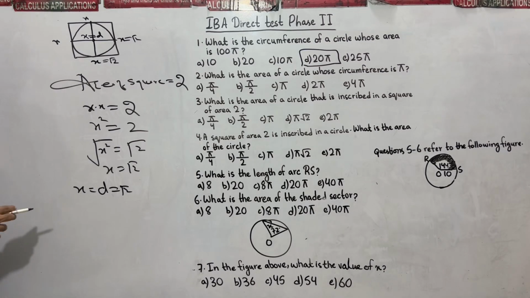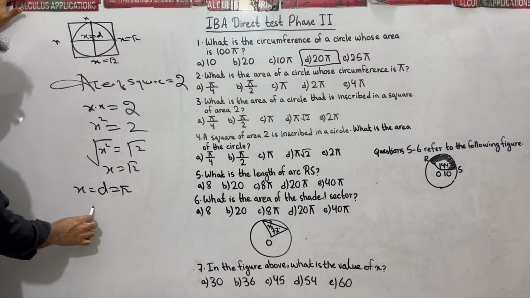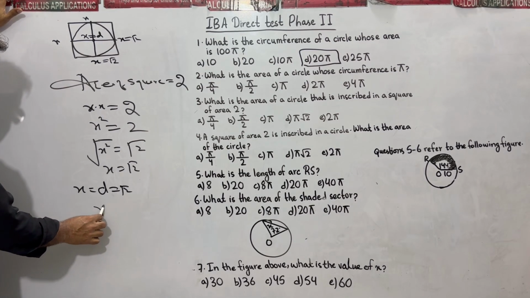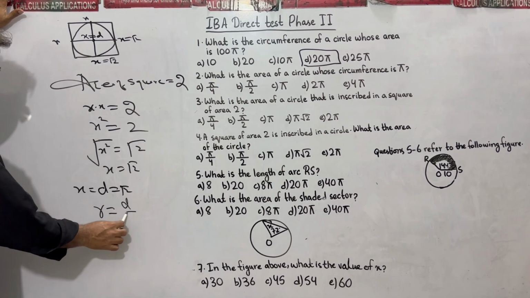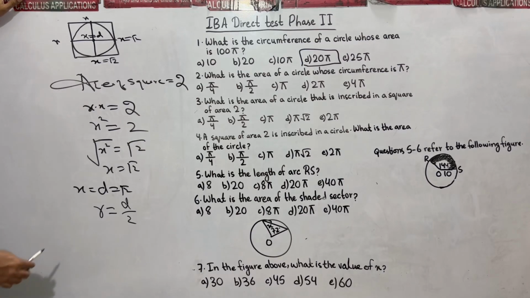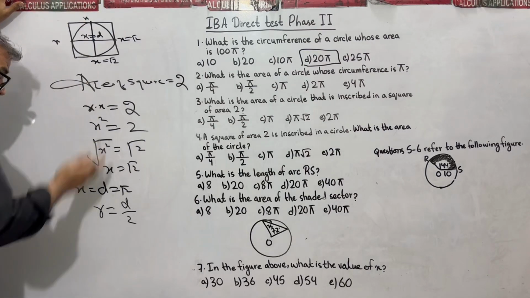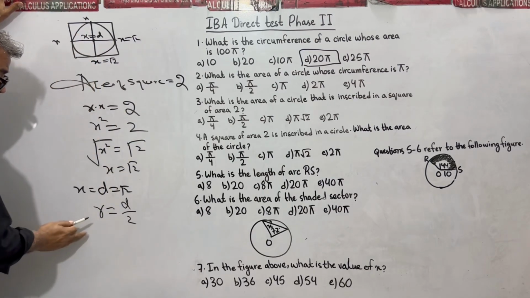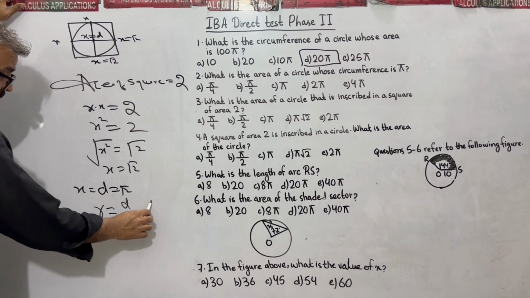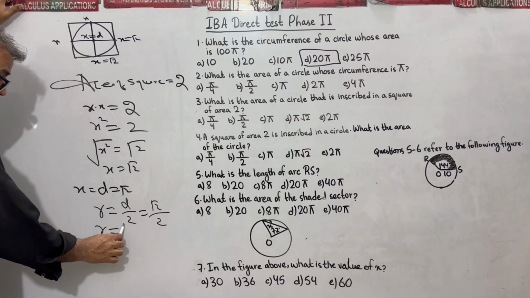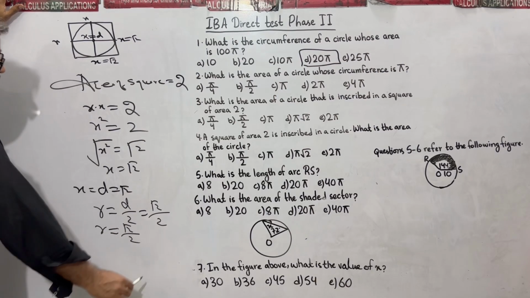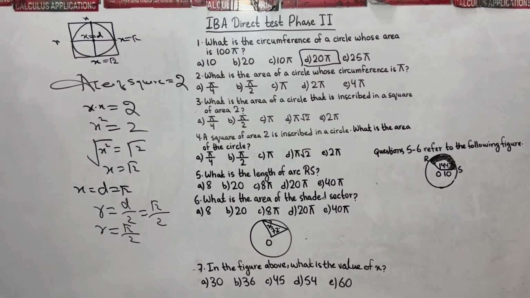If we have been given r, we can easily find the area of the circle. If we halve the diameter, if we divide the diameter by 2, we get the radius. So we have r is equal to under root 2 over 2. And we are asked to find the area of the circle.